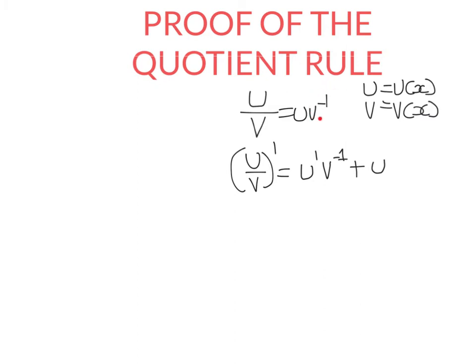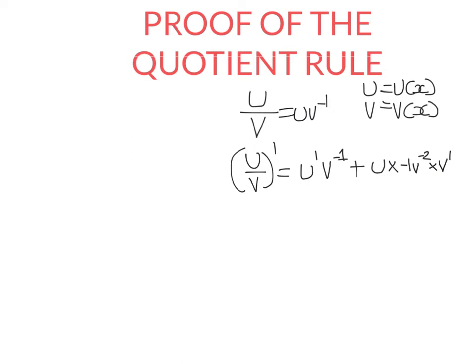Now, if I just want to differentiate v to the minus 1, then I need the chain rule. Remember, v is a function. So what I do is I move the power to the front, the minus 1 to the front. I decrease the power by 1, but then I have to multiply. This is what the chain rule makes us do. Multiply by the derivative of v.